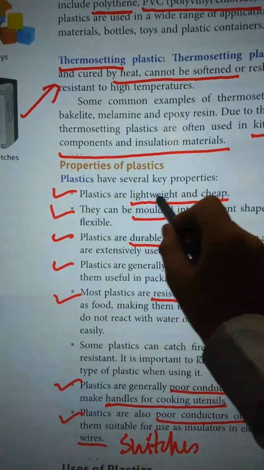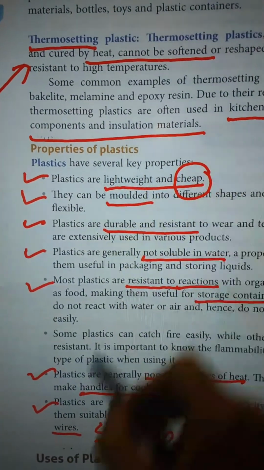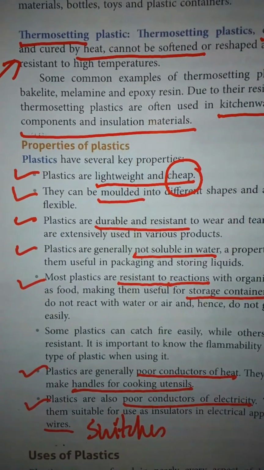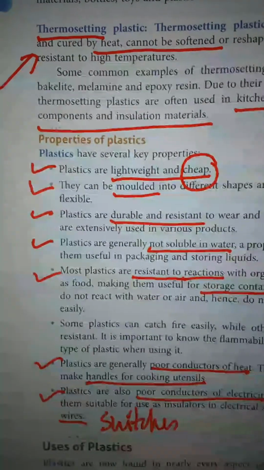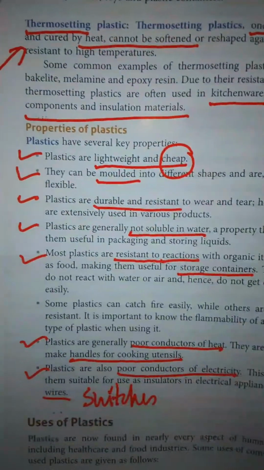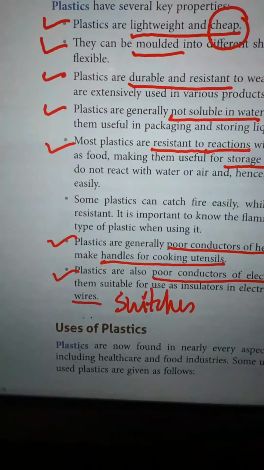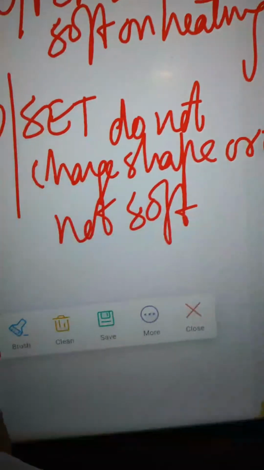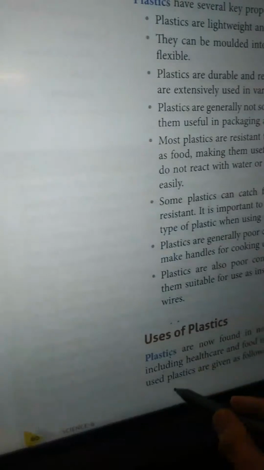The most important point is that they are cheap. The cost of making plastic polythene is very less and you can give them any shape. Therefore, the use of plastic is much.